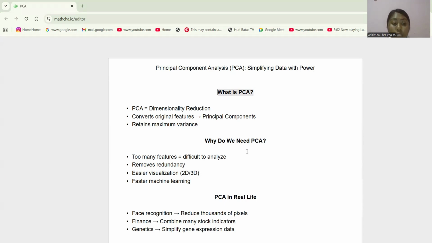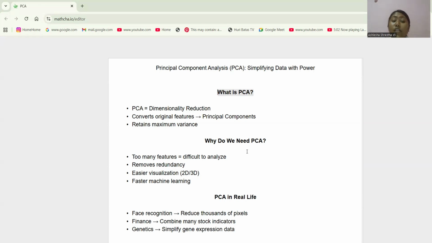And why do we need PCA? When datasets have too many features, they become harder to analyze and visualize. PCA helps by reducing redundancy and noise. It also makes it possible to visualize data in 2D or 3D and speeds up machine learning algorithms by reducing the number of features.